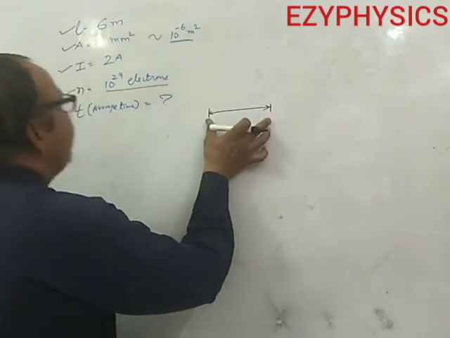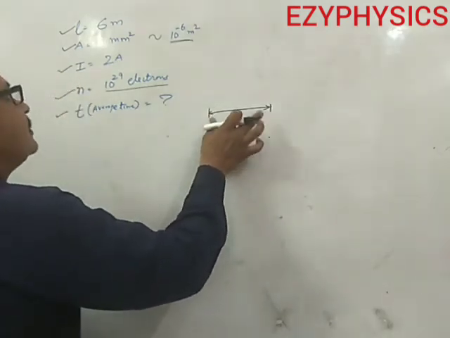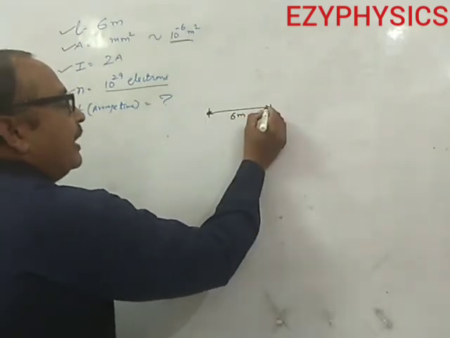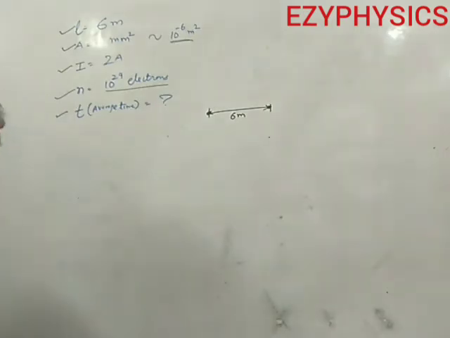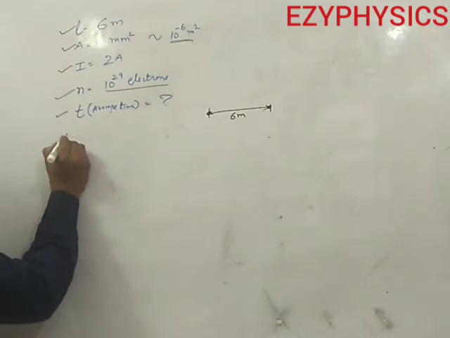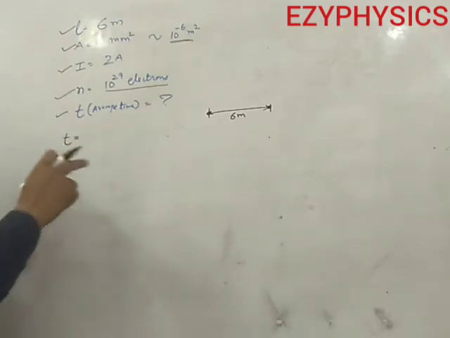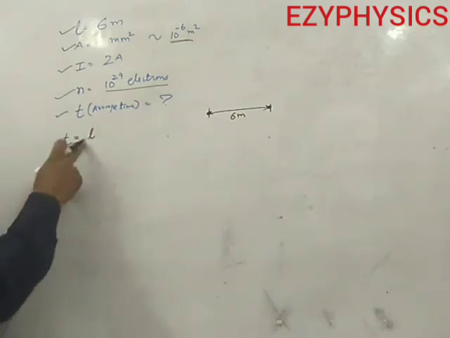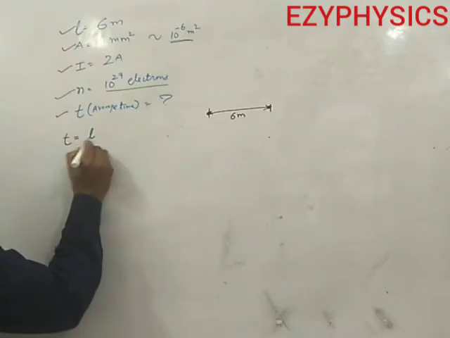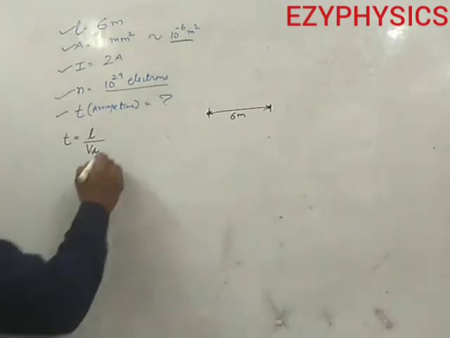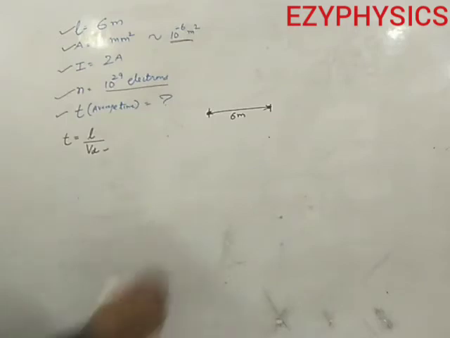If this is the length of the wire, how much time will it take to start from here and reach till here? This is what we have to find out. And you all know that the formula for finding the time is, as we have just done in the last article, time will be equal to distance, which is obviously the length, over the drift velocity. It means my first priority now will be to find the drift velocity.